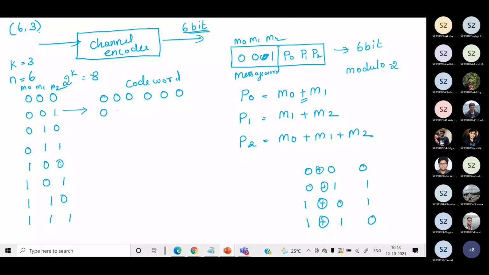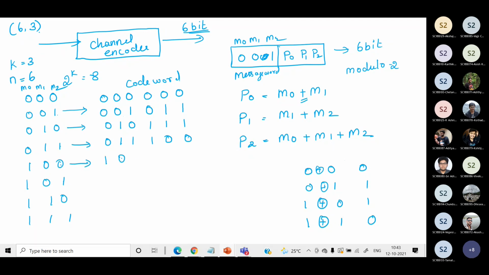Now see how I form the code word for the second message. I keep the message word as such, the first 3 bits, followed by parity P0, the sum of the first 2 bits, which is 0. Adding the next 2 bits gives P1, which is 1. Adding all 3 bits gives 1. Next, 0, 1, 0: the first 2 bits give 1, the next 2 give 1, all 3 give 1. Then 0, 1, 1: adding the first two gives 1, the next two give 0, and all 3 give 0.